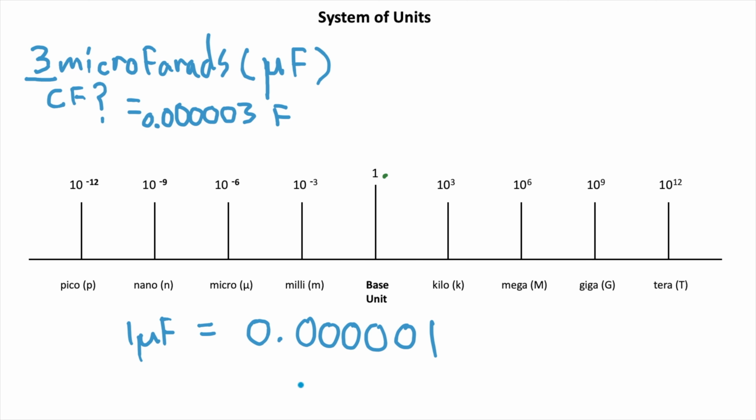So the equation actually looks like 3 times 0.0000001. Final answer, which is right here, 0.000003 farads. So again, we're moving from a smaller to a larger unit here. We've moved from our micro to our base unit, which is a larger unit than micro.